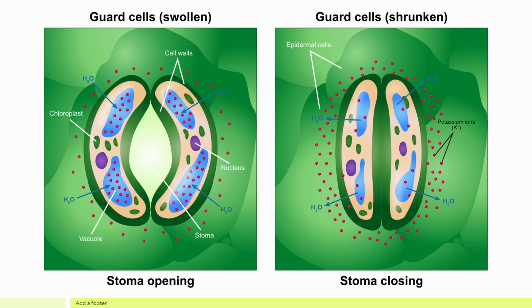Here's a better view of the guard cells open and closed. They open the stoma when they're swollen, meaning they've not only taken in potassium ions, but also water into their central vacuoles. And then when those are deflated, we would see the guard cells shrunken.